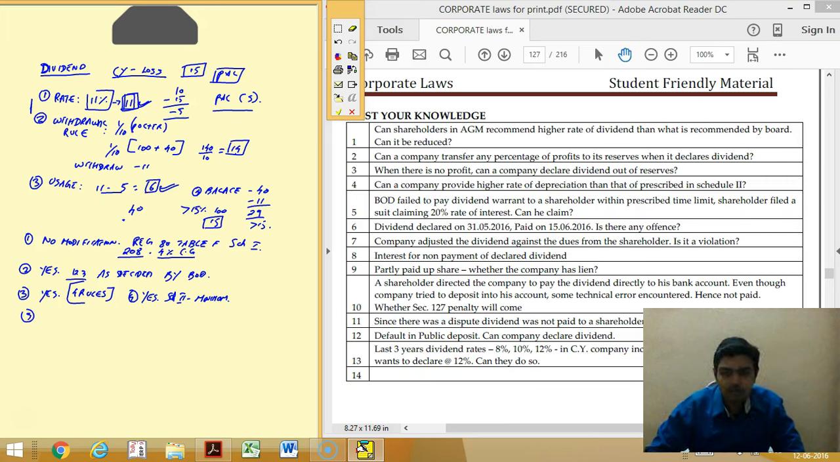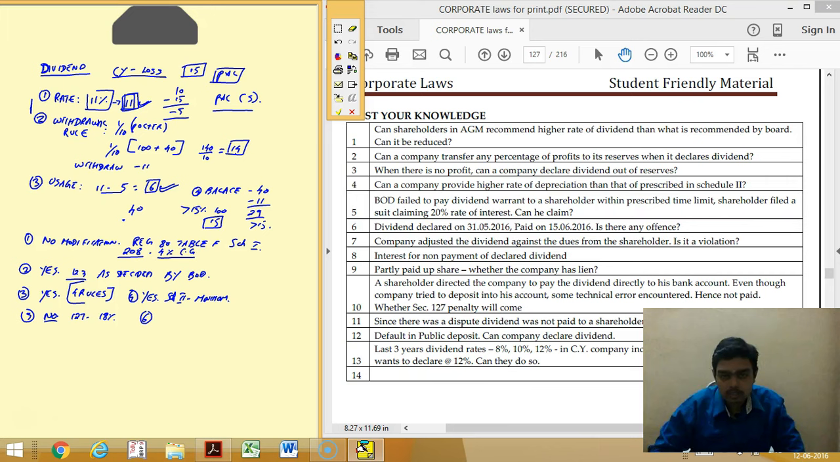Then question number 5, the board fails to pay dividend warrants to the shareholder within the prescribed time limit. Shareholder claims a 20% rate of interest. No, as per Section 127, shareholders can claim only an 18% rate of interest. So 18% they can claim.